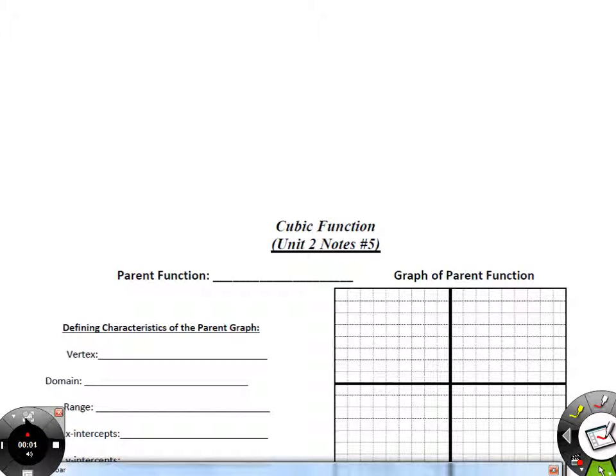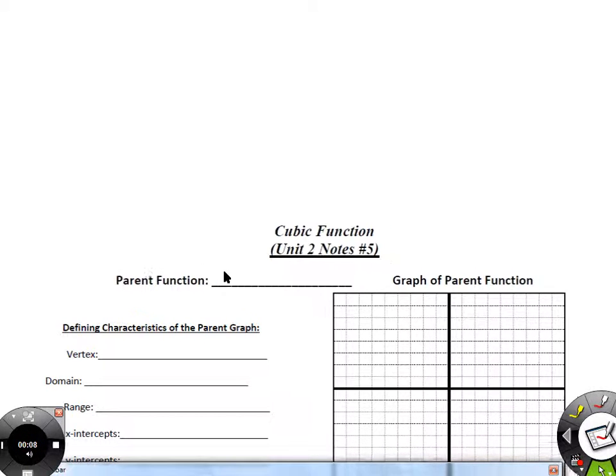We're going to look at is the cubic function. So what do you think the parent function equation looks like? Oh, not that. Sorry.